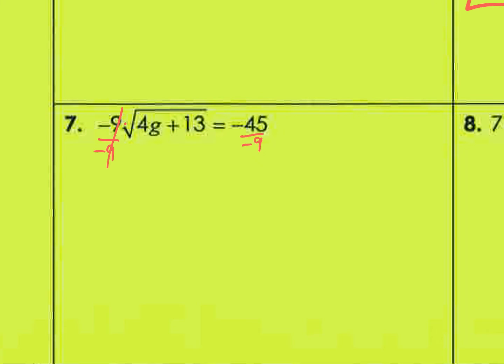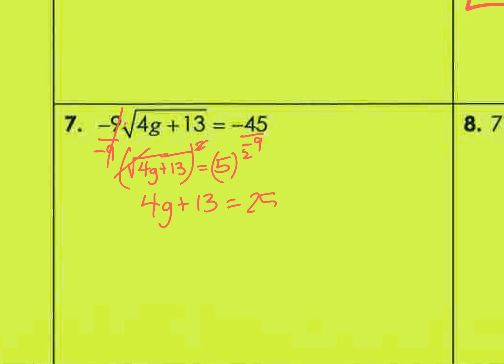So now we have the square root of 4g plus 13 equals what? 5. Now what do we do? Apply square. So square and square root go away. We're left with 4g plus 13 equals? 25. So 4g is equal to what? So g is 3. It is a square root, so we do need to check.